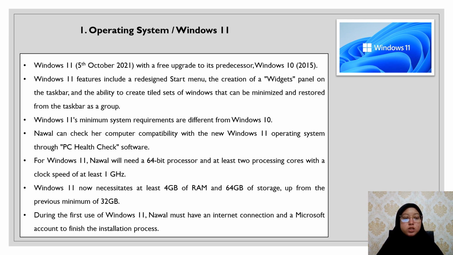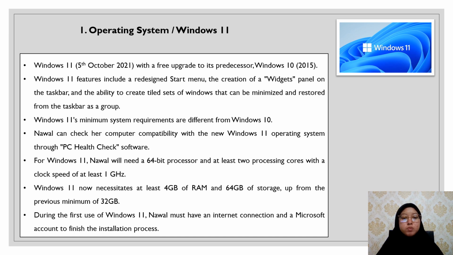The first software is the operating system, which is Windows 11. There is no cost needed for this software. It is released on 5 October 2021 with a free upgrade to its predecessor, Windows 10 on 2015. It has several features, include a redesigned start menu, the creation of a widgets panel on the taskbar, and the ability to create tile sets of windows that can be minimized and restored from the taskbar as a group.